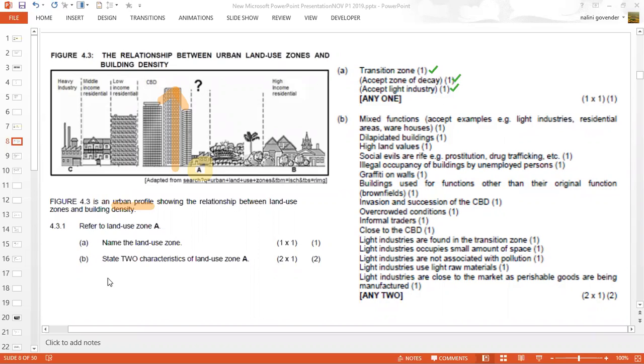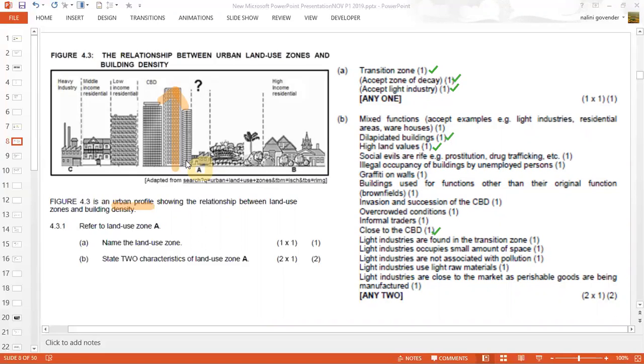All right. Question B of the second question: state two characteristics of land use area labeled A. Now we said it's located near the CBD, which will be a characteristic. There it is here. Located close to our CBD. The buildings are old. The buildings are falling down. The buildings are dilapidated. Land values are quite high. The land values are going to be high because it's close to our CBD.